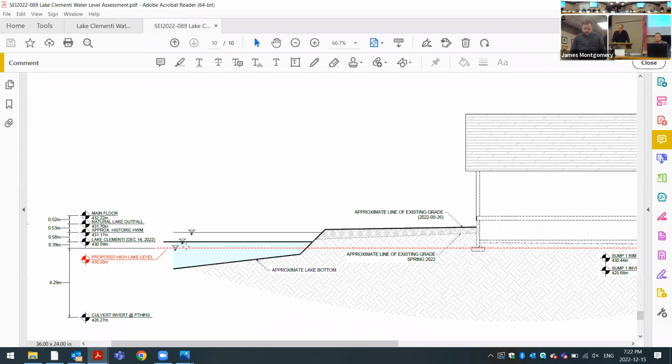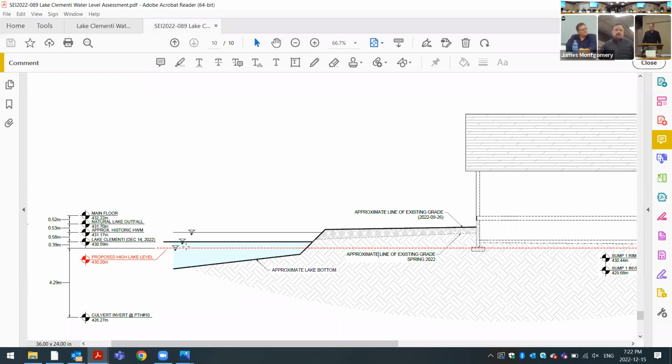And then, I come in late in this, so it may be a dumb question. We're really talking about one property here, one property that's getting inundated with water. So we're talking about one property, or all the properties in that area that are adversely affected, am I correct? I think the one property is affected by the high water table of Lake Clementi, but there are downstream effects as well.